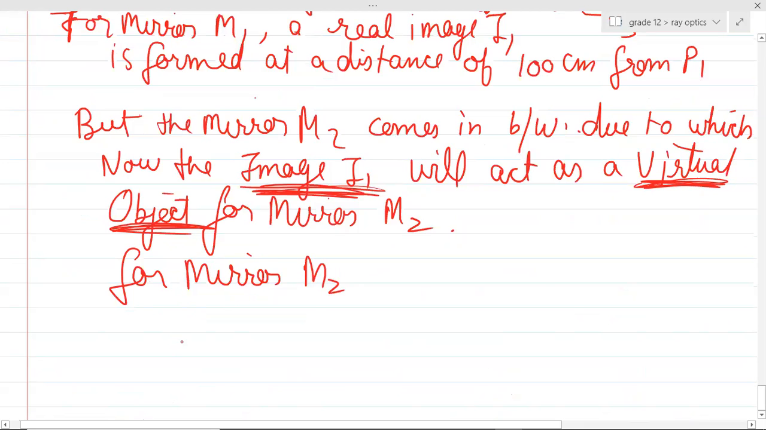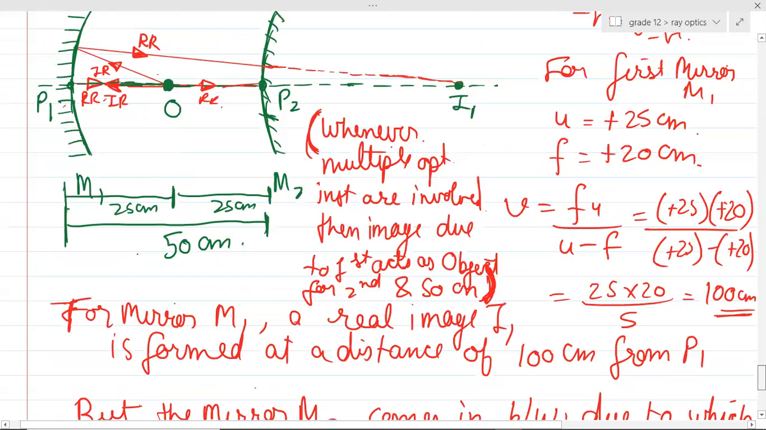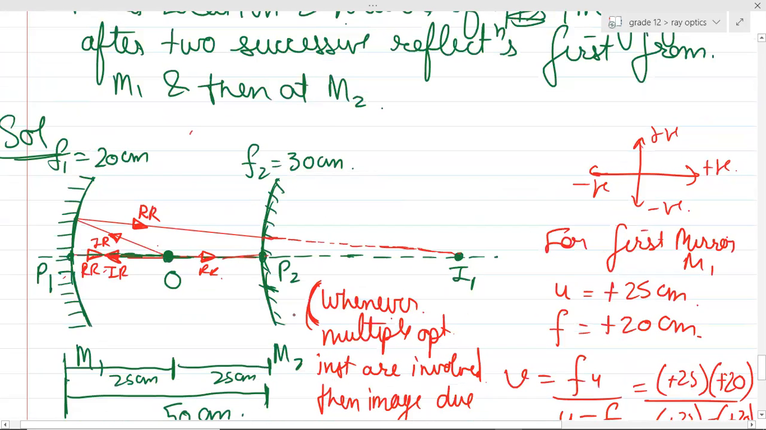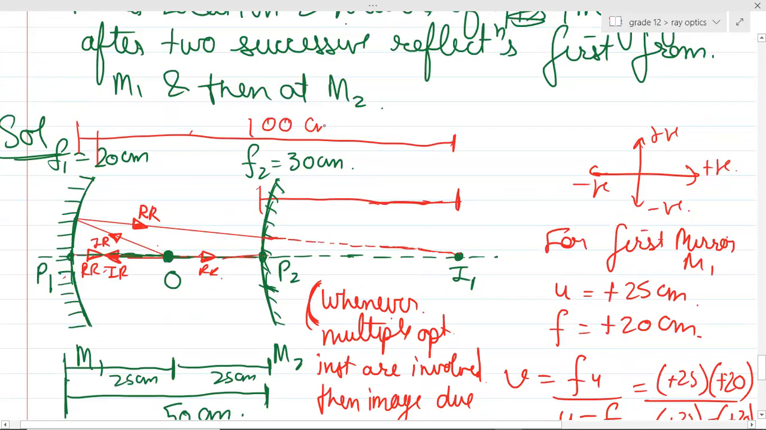So for mirror M2, can anyone tell me where exactly the object is located? If I'm talking about mirror M2, all the distances will be measured from pole P2, right? So for M2, the object is located at a distance of... This was 100 centimeter, and this was 50, so this will also be 50. The object is located towards the right at a distance of 50 centimeter.